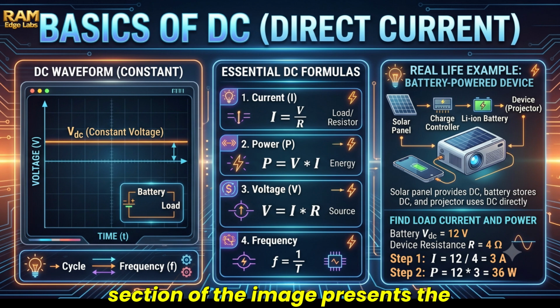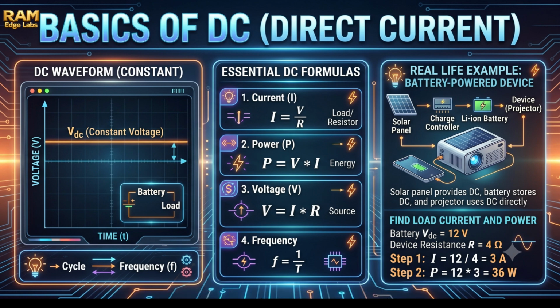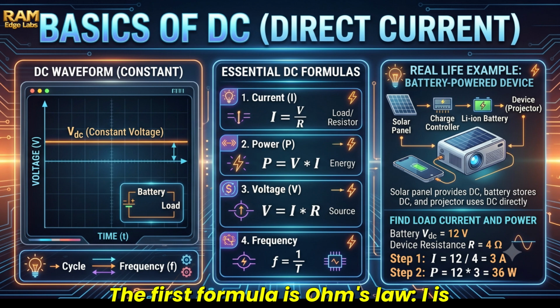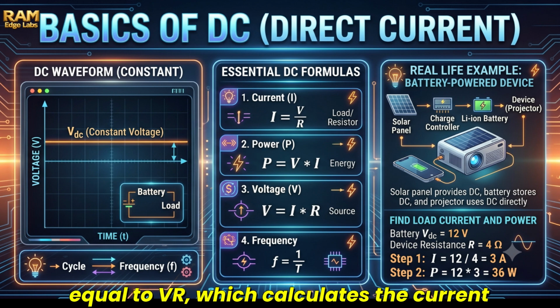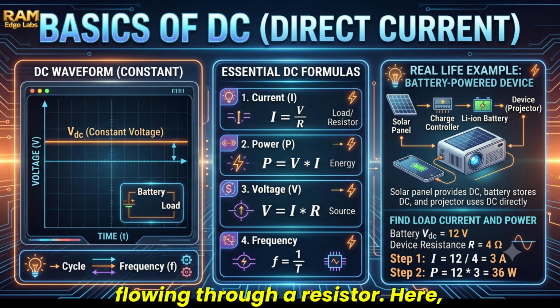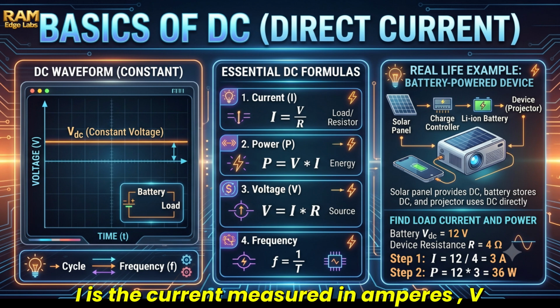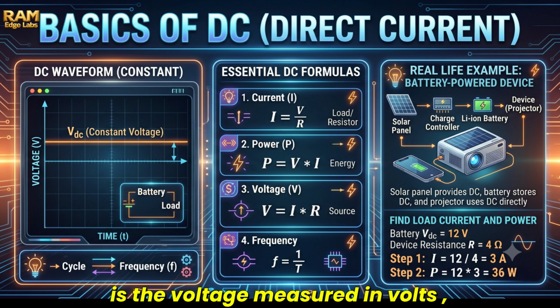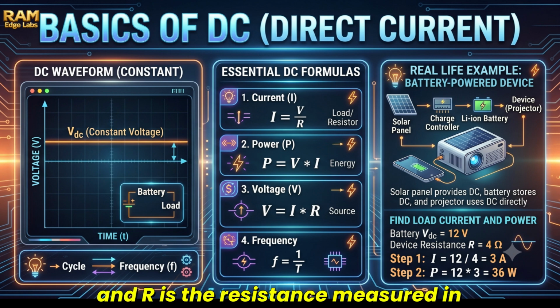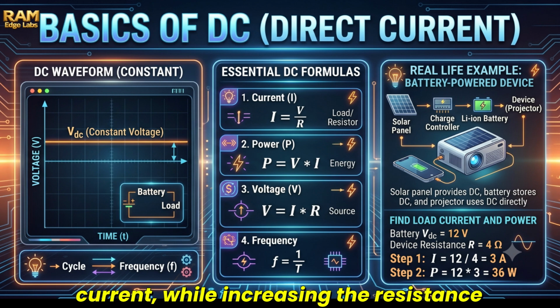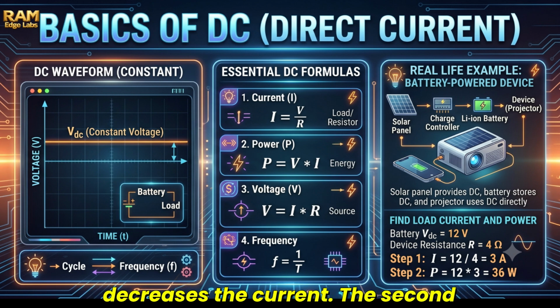The center section of the image presents the essential formulas used in DC circuits. The first formula is Ohm's law, I equals V over R, which calculates the current flowing through a resistor. Here, I is the current measured in amperes, A, V is the voltage measured in volts, V, and R is the resistance measured in ohms, omega. This formula shows that increasing the voltage increases the current, while increasing the resistance decreases the current.